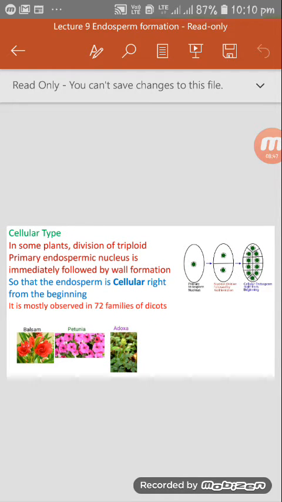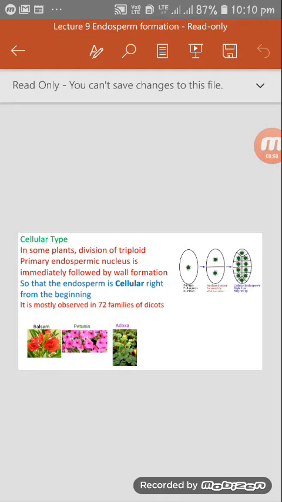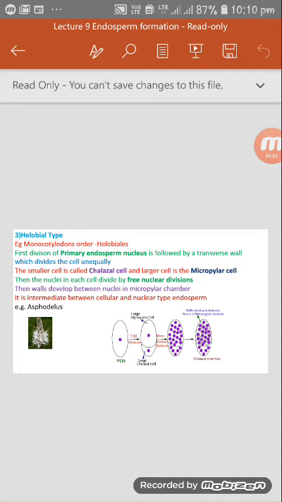And remember one thing, it always starts with PEN. PEN is what? Primary endosperm nucleus. Third one, the helobial type. Now, this is ideally seen in monocotyledons. The first two types that we had seen were found in dicots, whereas this helobial type is found in monocotyledons, order Helobiales.